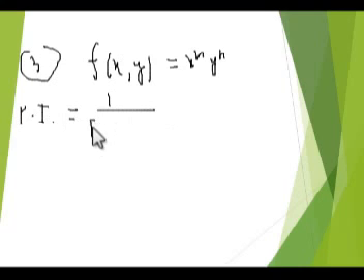Third one is that if f(x,y) is x to the power m, then the particular integral we will get in this way. It will be 1 by F(D, D') times x to the power m.